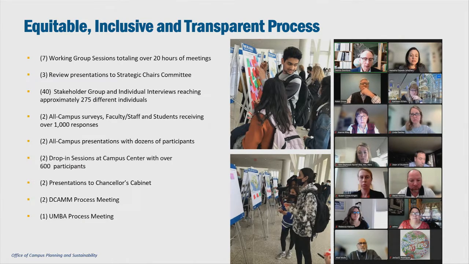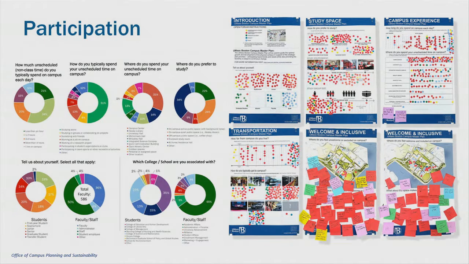On campus, we had an equitable, inclusive, and transparent process. Our working group met seven times. We had sessions that included the students on the campus and the faculty, and we also had meetings with our state agencies like DCAM and UMBA during the process. This webinar is a way for us to reach out and begin an engagement and conversation with our neighbors. We also sent out a survey to our campus community, and the graphics on the right are the products that we had during the work sessions on campus.